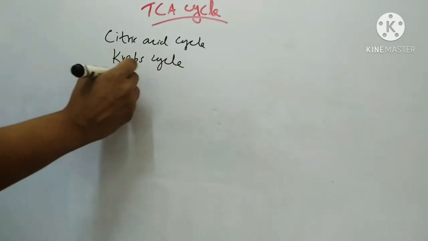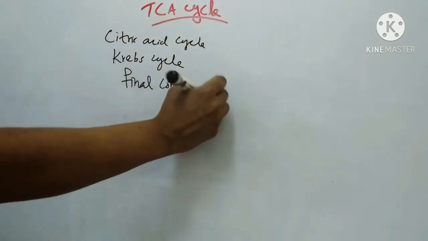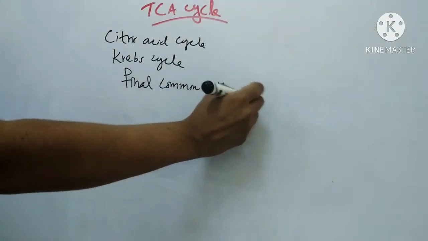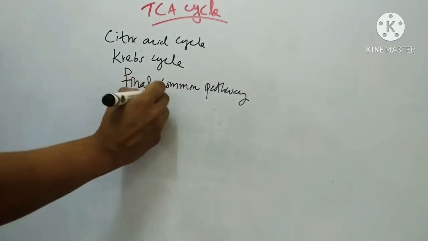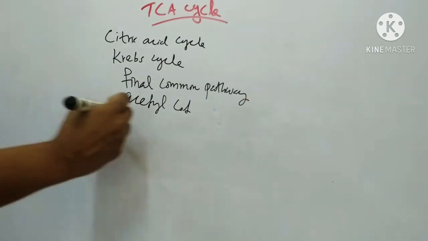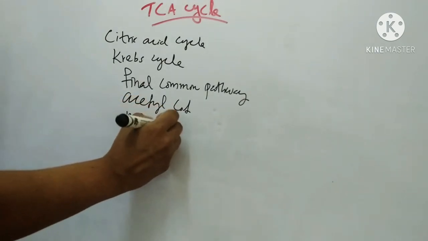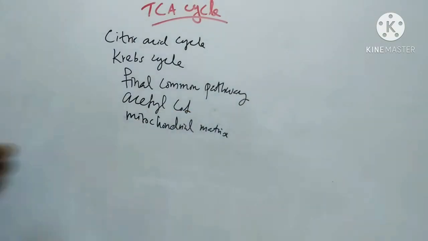It is the final common oxidative pathway of carbohydrates, fats and proteins through the formation of acetyl-CoA. The enzymes of the TCA cycle are located in the mitochondrial matrix, where they are either free or attached to the inner surface of the inner mitochondrial membrane.